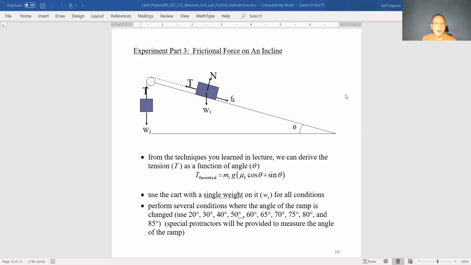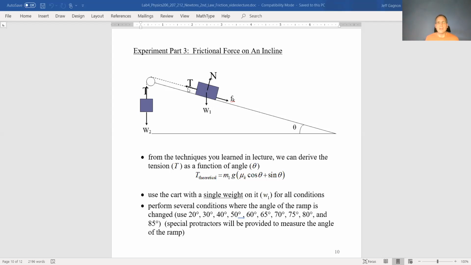Okay, so in this part of the lab, we have the cart, which is now on the incline wooden track here. And the wooden track is going to be set at several different angles. Actually, 20 degrees, 30 degrees, 40 degrees, 50 degrees, 60 degrees, 65, 70, 75, 80, all the way up to 85 degrees. We're going to keep raising it. And the cart has just a single square mass on it, right? So it has one particular mass, and that's going to stay the same for all these different conditions. The conditions are these different angles.